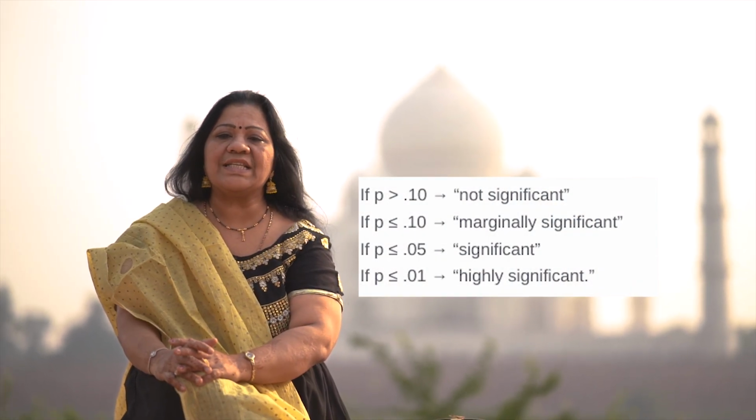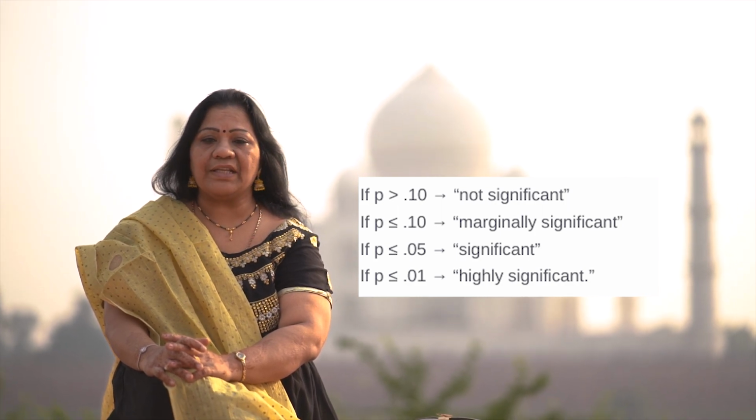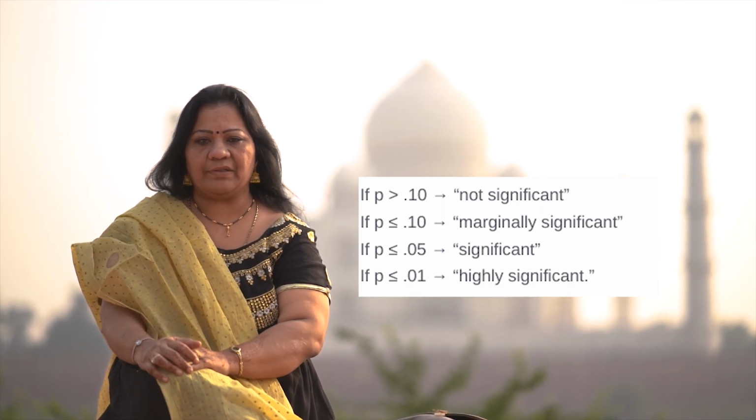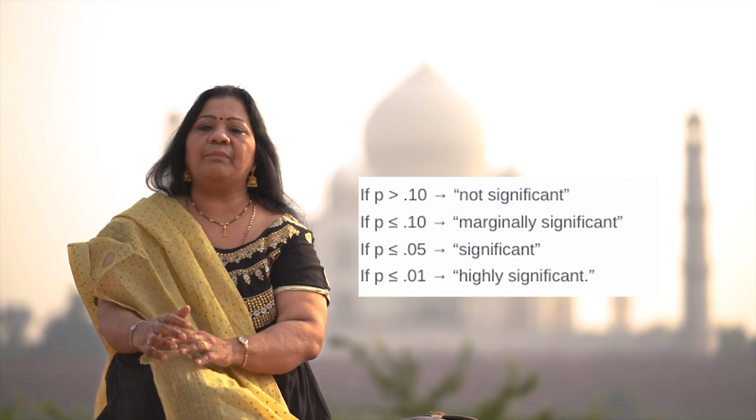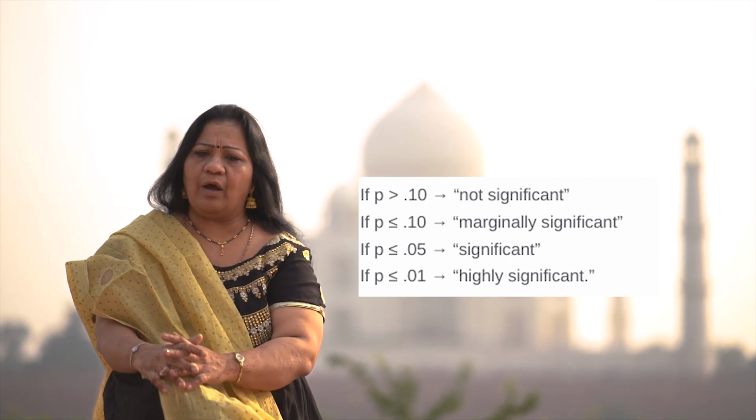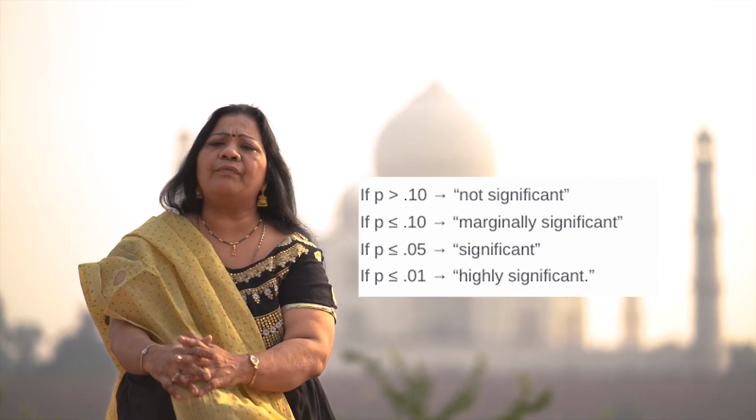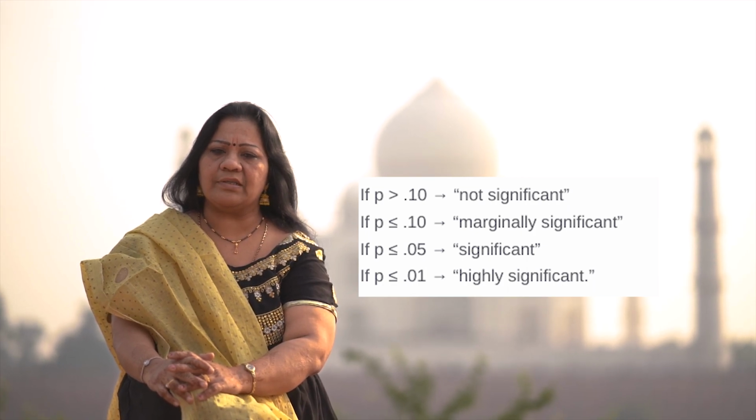So what do we do now? After finding the p-value, compare that p-value with this significance value, the so-called rejection region. When the p-value is less than the significance level, we reject the null hypothesis. And when the p-value is greater than alpha, the significance level, we fail to reject the null hypothesis.